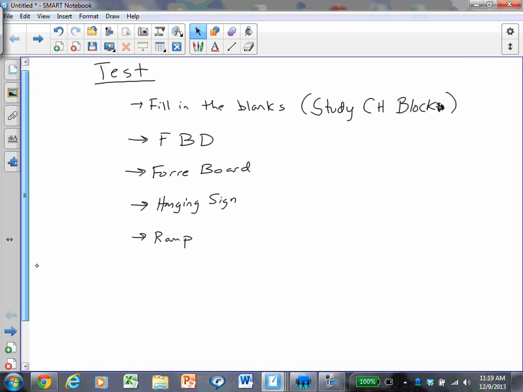Okay? And move on? No? Yes. They're going to be what? I can't hear you. Well, there could be on the ramp problem and somewhat in the free body diagrams.